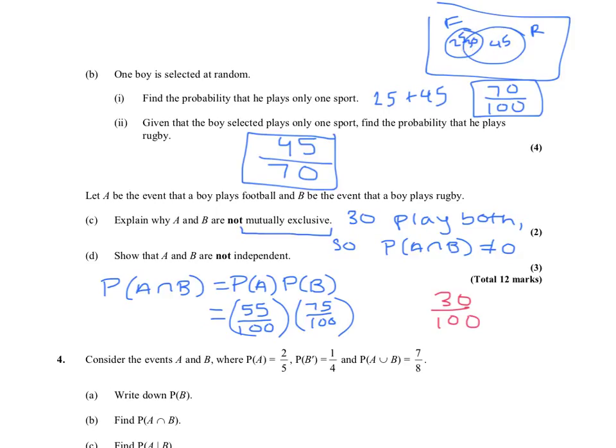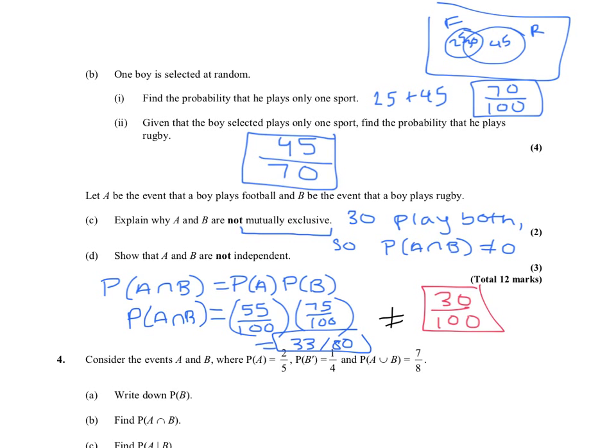So if we check our answer and we say 55 out of 100 times 75 out of 100, and I get a fraction, I get 33 out of 80. If they were independent, I should get the same thing here as I get here. But since I get different things, they are not independent. Okay?